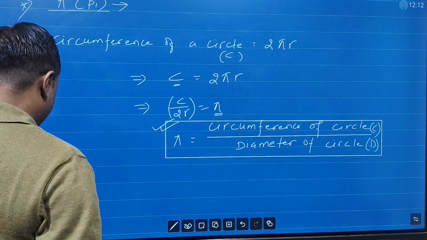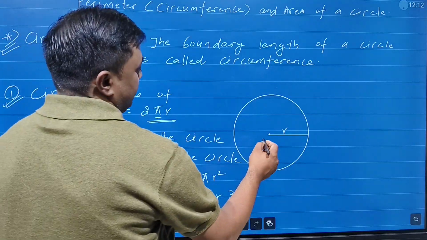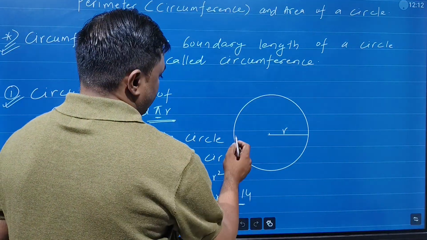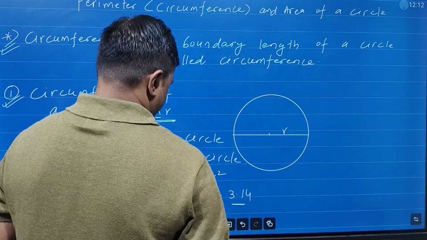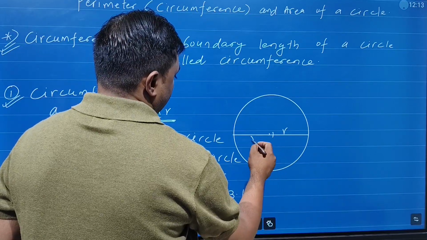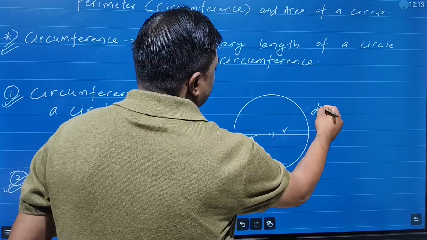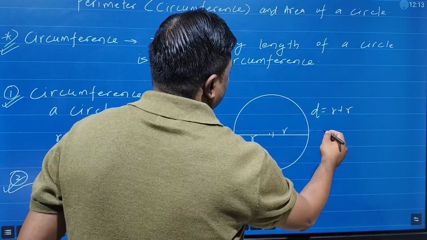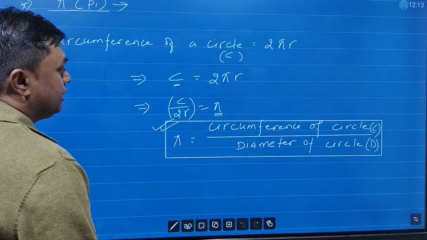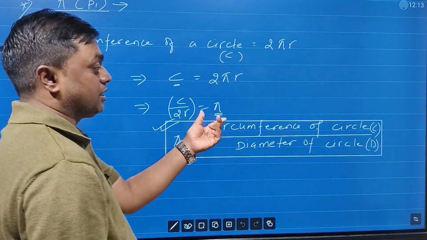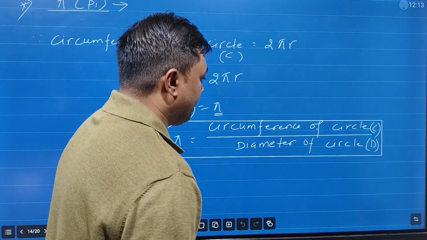Diameter. Okay, have you seen, right? So this is the radius. Similarly, from here to here is the radius only. So this is also a radius. So diameter is r plus r, that is 2r. Am I clear? So can we write what is pi? Circumference of the circle by diameter of the circle.